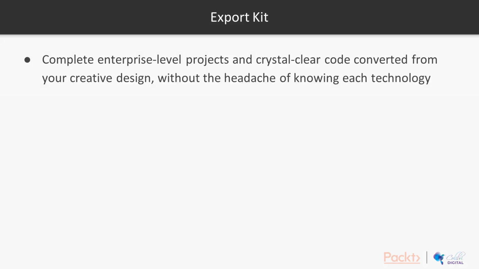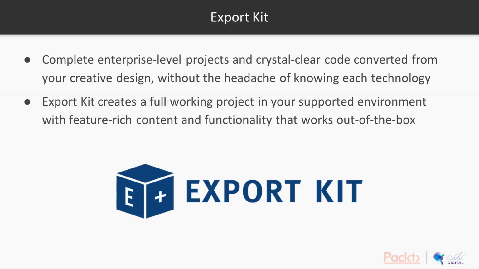Complete enterprise-level projects and crystal clear code converted from your creative design without the headache of knowing each technology. ExportKit creates a full working project in your supported environment with feature-rich content and functionality that works out of the box. So it means that this magic plugin is going to convert your static web design project layout from Adobe Photoshop into a fully functional website with HTML5 structure combined with styles from CSS3.